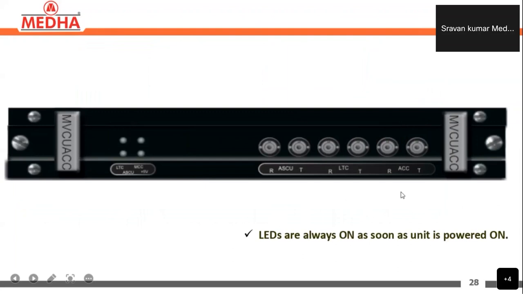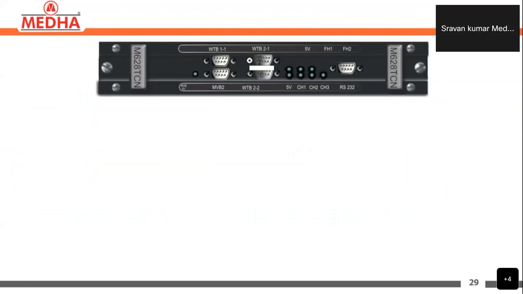So next, coming to the TCN card, the train communication network. This card is used for multi-connection in the locomotive when two or more locomotives are connected together. So this card is used for the communication between the locos. In this, we have two types of communication. One is the wire train bus communication, WTB1 and WTB2 here, and MVB communication, that is the multifunction vehicle bus.